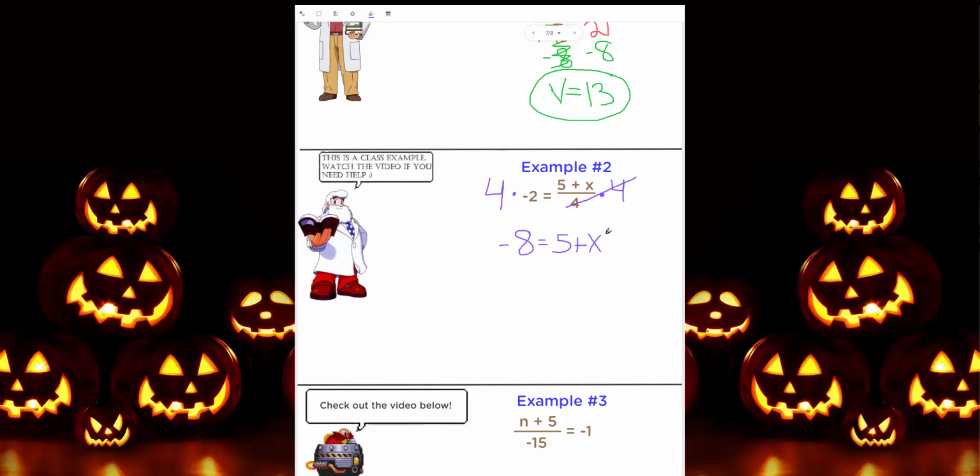Okay, and now our variable is almost by itself. It's got one number left that we need to cancel out. So we have a positive 5 here that needs to be canceled out. What could we do to this positive 5 to cancel it out, and make it equal 0? Well, we can subtract 5. Okay, subtract 5. And whatever we do to one side, we have to do to the other. So those cancel, and we get x equals negative 8 minus 5 equals negative 13.